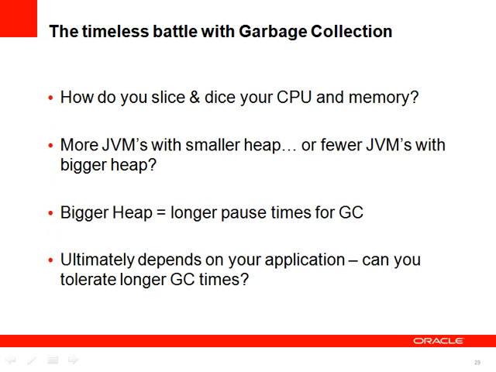So with Java, there's obviously a timeless battle with garbage collection. We reap the benefit of not having to manage our own memory and deallocate memory, but then we have to put up with the garbage collection. So there's a concern of how do you slice and dice your CPU and memory. Do you go with more JVMs with a smaller heap, or do you go with fewer JVMs, each with a bigger heap? Of course, if you choose a bigger heap, then you're going to have longer pause times for garbage collection. And ultimately, the approach that you take depends on your application and whether or not you can tolerate longer garbage collection times.